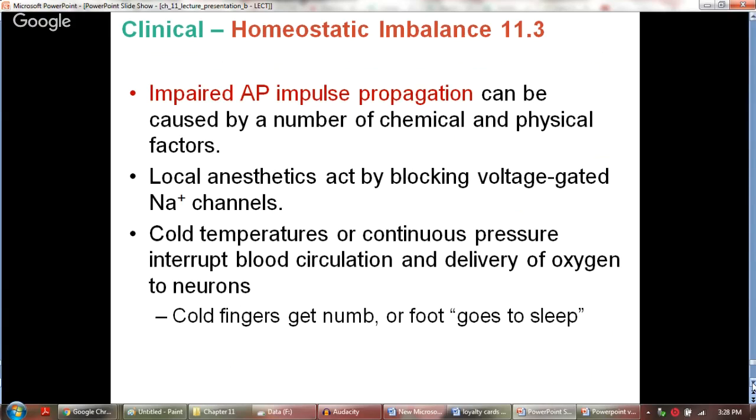The other important aspect is impaired action potential impulse propagation, which could happen with a number of chemical and physical factors. For instance, we use local anesthetics. They block the voltage-gated sodium channels, and that prevents depolarization from happening, so the patient would not feel sensation in that area. Cold temperatures or continuous pressure interrupt blood circulation and delivery of oxygen to the neurons, and that will lead to cold fingers, a numb or tingling sensation, and so on.